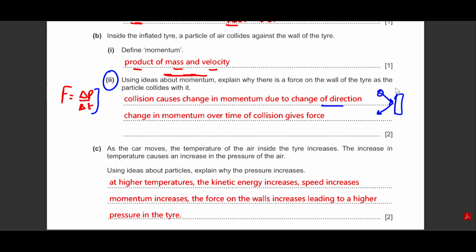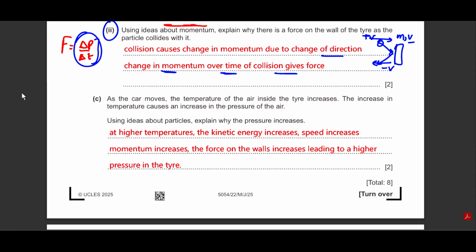You see, the mass of the particle is not changing, the velocity is. So if in this direction the velocity is positive, in this direction the velocity is negative, which causes a change in momentum due to change in direction. So that change in momentum over time, according to this formula, causes a force or gives rise to a force.